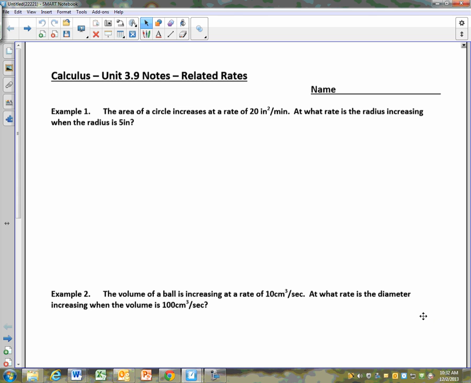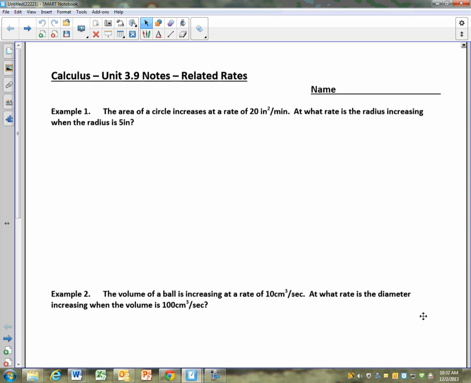Okay, let's watch what's happening here. Related rates. We'll use this first problem as an introductory to what we are doing. Think of how difficult this problem is if you were to ask it of somebody. They would have no idea how to figure it out.